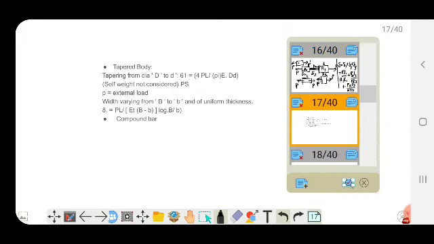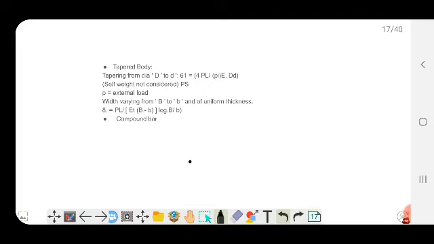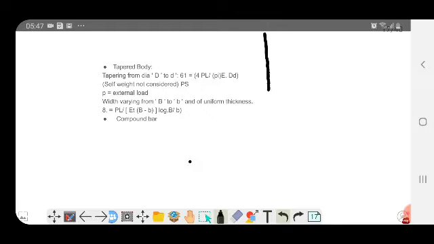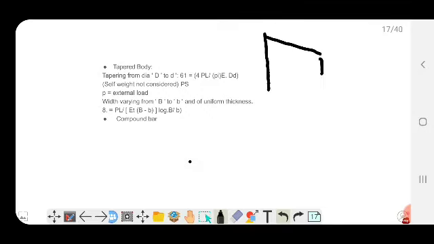Next, for a tapered body, that is a body in this way, its cross section is not varying as discrete elements but continuously.